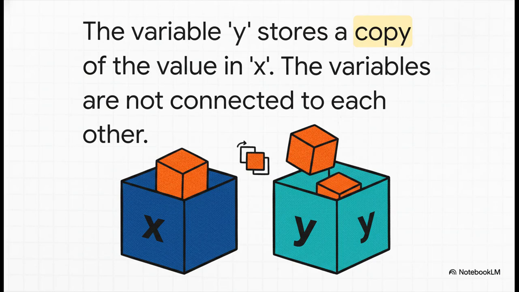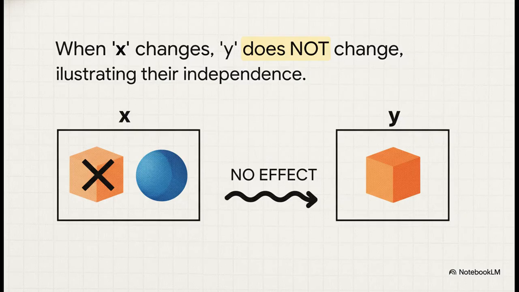Okay, see that? The program gives both X and Y the string hello. They're independent copies. Now watch. When X changes, Y stays the same. That's a super important concept to get.